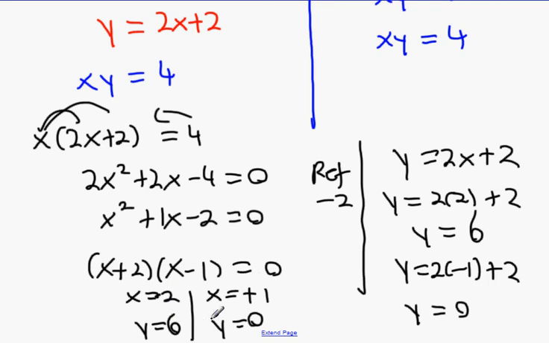Now the problem with that is though, it's affecting my y answers. So my y answers is going to be -2. So it's going to be -4 + 2, which is y equals -2. And then the other one is going to be x equals +1. So that'll be +1. 2 times 1, 2. This means y equals 4.